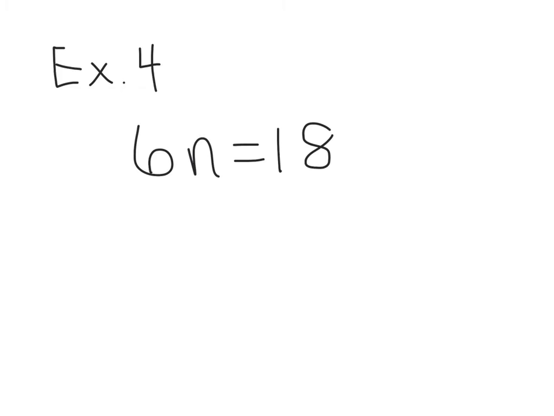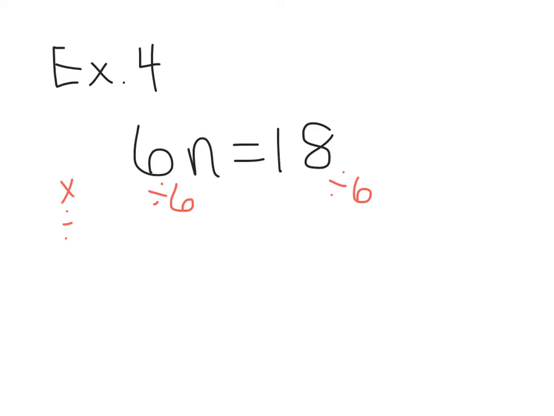For this example, I have 6 times n is equal to 18. So the operation that's here is multiply. The opposite operation to multiply is divide. So what I need to do now is to divide both sides by 6. I'm going to divide this side by 6, and I'm going to divide this side by 6.